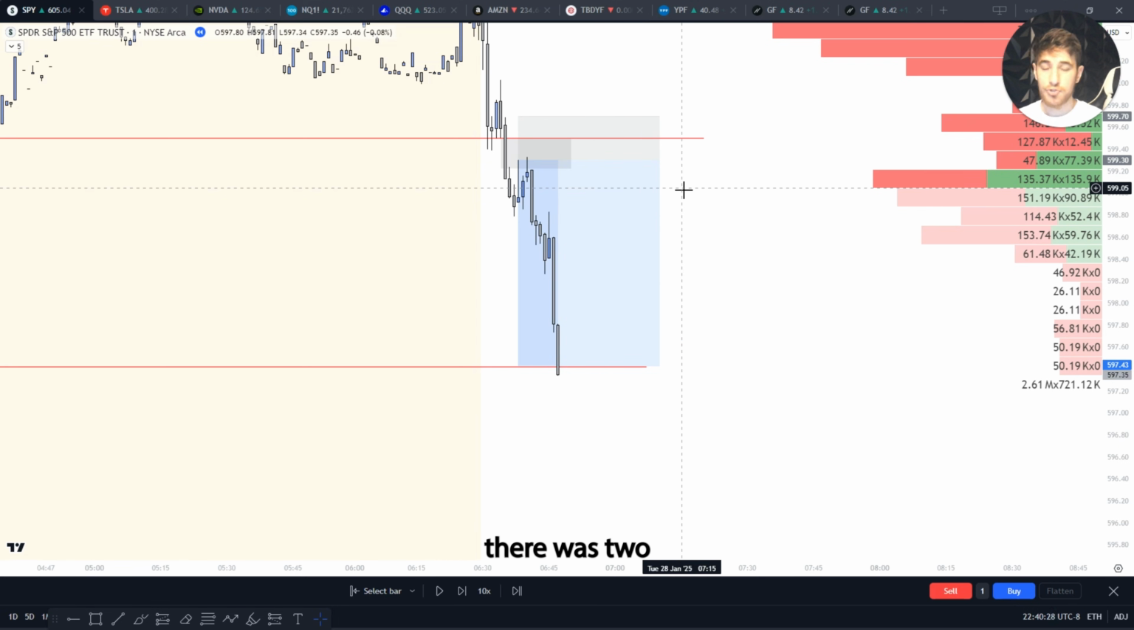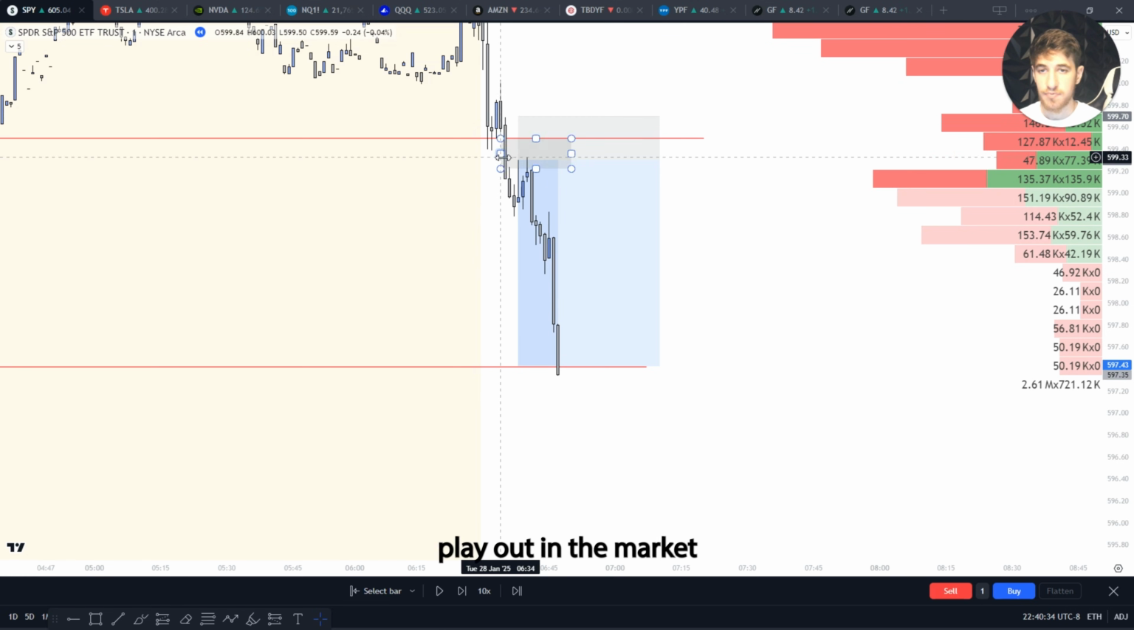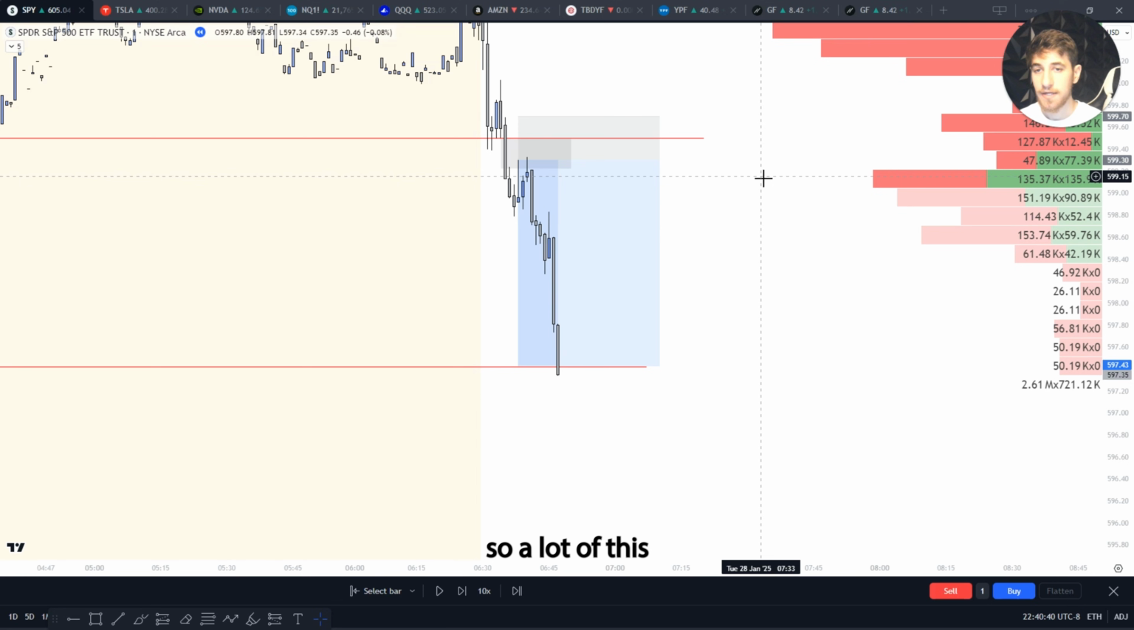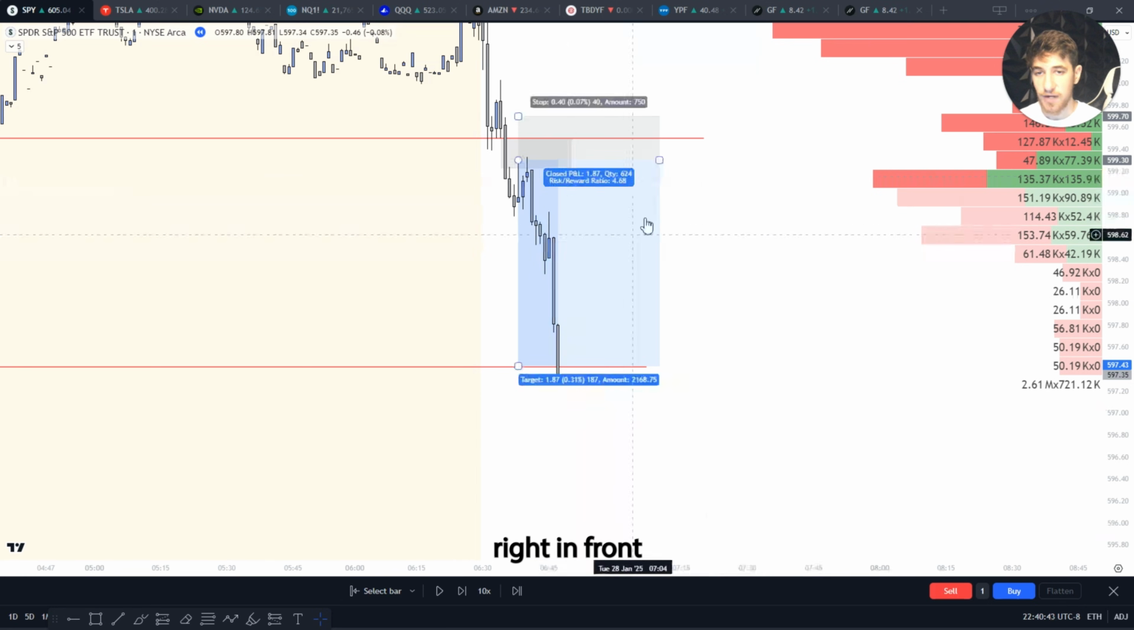So that right there was two very perfect examples of trades that we took just this week. And it's really nice to see this play out in the market, especially on the live calls. I know a lot of you are in the Discord. You guys are watching these trades happen live. So a lot of this stuff is happening right in front of our eyes, and we identified every single morning on the call.